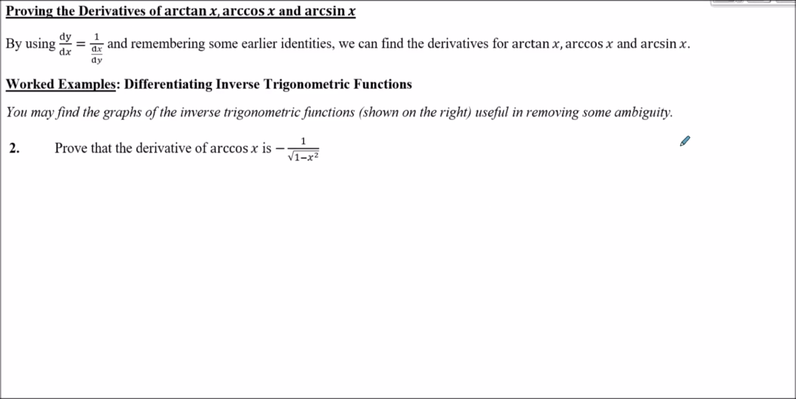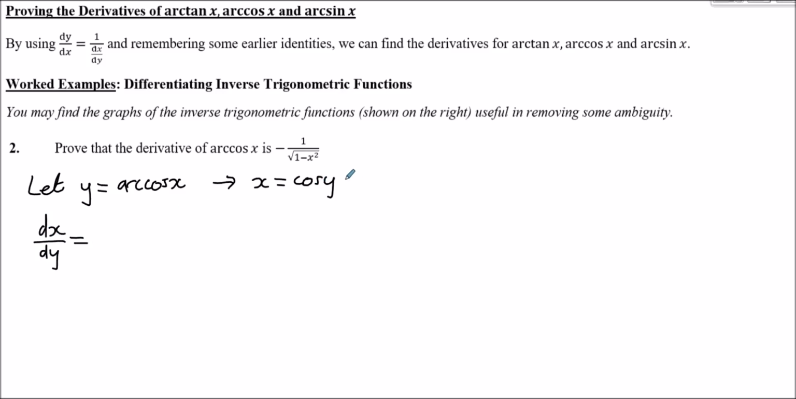Question 2, very similar to question 1 in fact. We're going to prove now that the derivative of arccos x is minus 1 over the square root of 1 minus x squared. So again, similar to question 1, let's allow y to be arccos x. So in the same trick as we did before, we can take cosine of both sides. So in other words, that gives us x is cosine y. Now we can differentiate x with respect to y. dx by dy, differentiating cos y with respect to y.